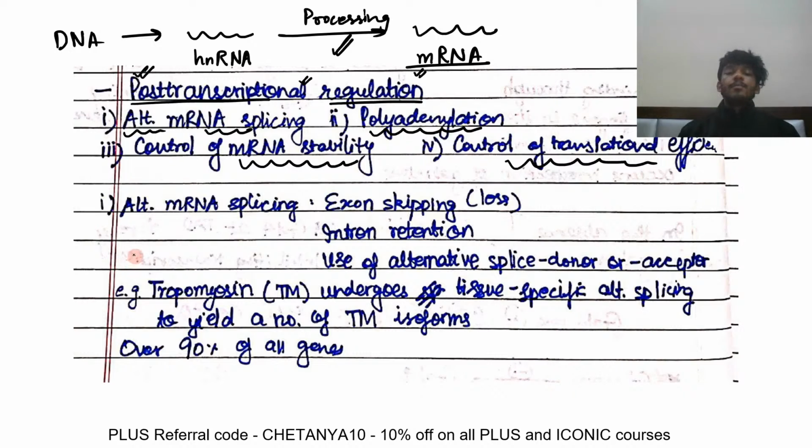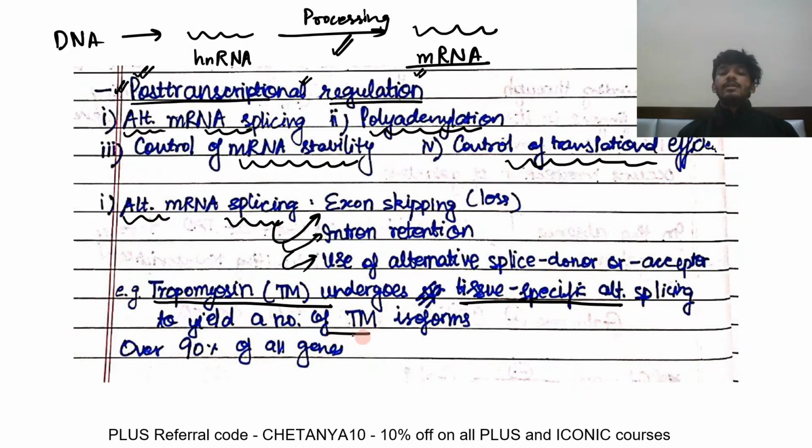So when post-transcriptional regulation is occurring, you are considering alternative mRNA splicing as the main mechanism. Alternative mRNA splicing can be due to skipping of exons, retention of certain introns, or use of alternative splice donor or acceptor sites. For example, tropomyosin undergoes tissue-specific splicing to yield a number of tropomyosin isoforms. And in over 90% of all genes, you have alternative mRNA splicing.